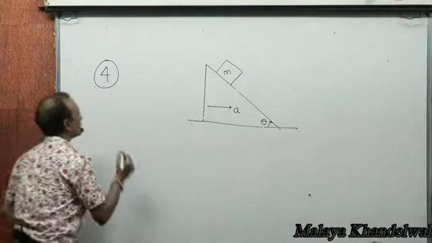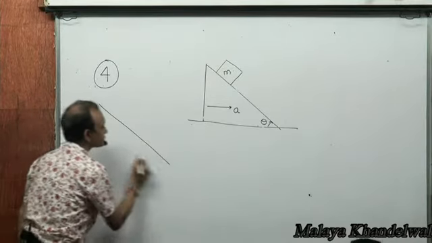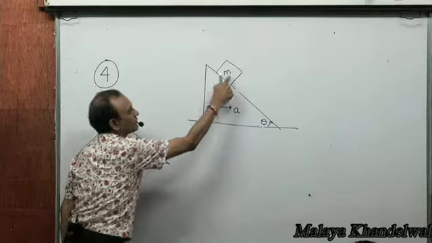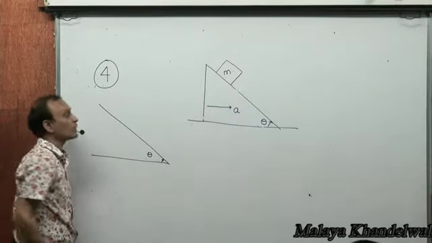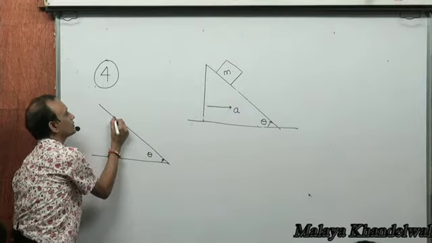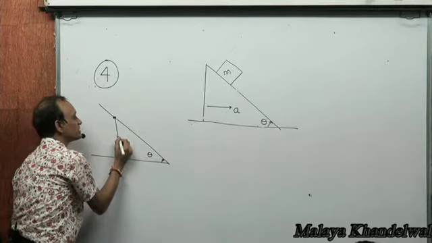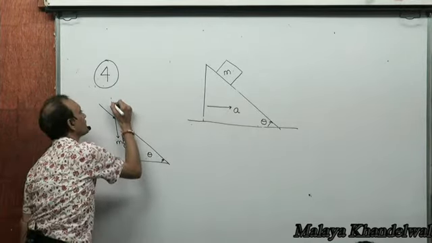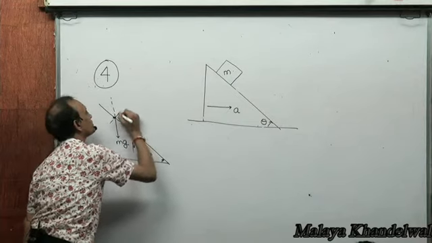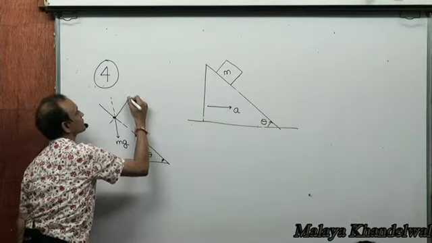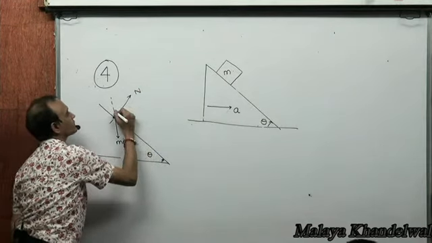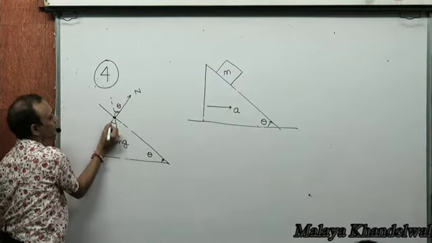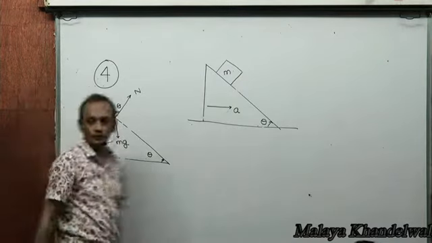Right? Now, do you realize that this is theta? If I look at the free body diagram of small m, what are the forces acting on small m? Tell me. mg like this, right? Then there is normal reaction like this. This N makes an angle theta with the vertical, right? Yes or no? Right?